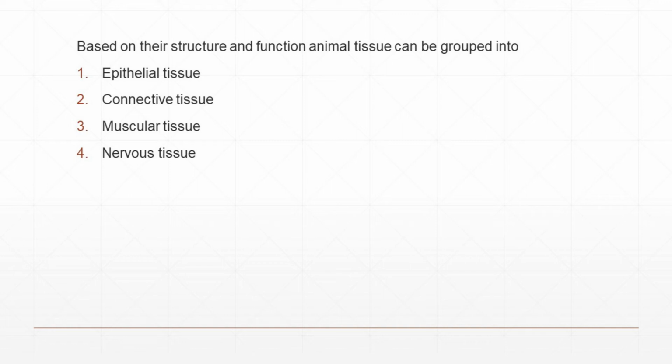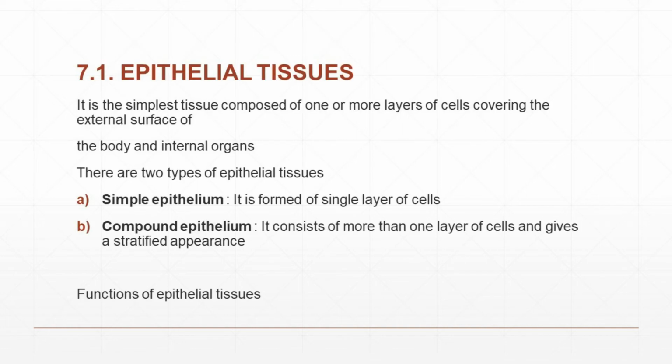First let us learn about epithelial tissue. Epithelial tissue is the simplest tissue composed of one or more layers of cells covering the external surface of the body and internal organs. There are two types of epithelial tissues, simple epithelium and compound epithelium.